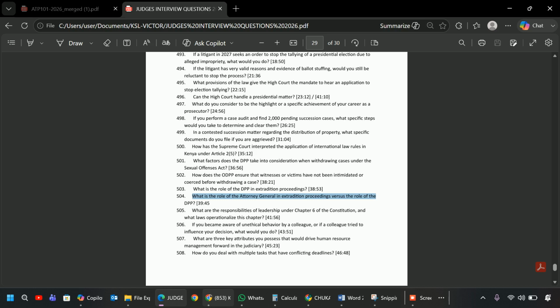So to continue, the Supreme Court has held that extradition proceedings are criminal in nature, and thus initiation and conduct of extradition proceedings, including issuance of the authority to proceed, is vested in the DPP and not the AG. The AG's role is limited to receiving and transmitting requests as part of the executive's international relations functions.